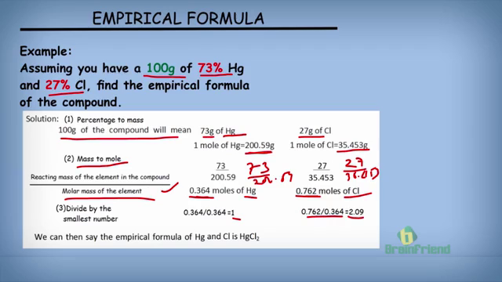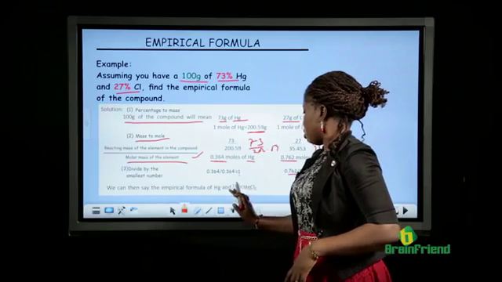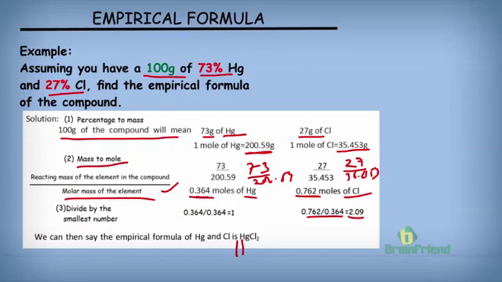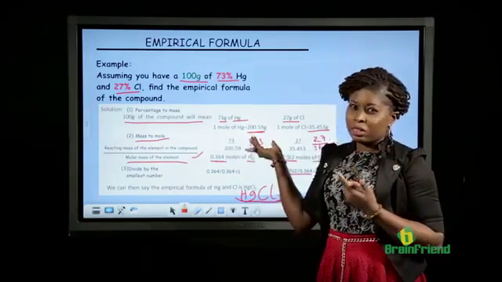So that is it. It's just for us to put it in the form of a compound. Mercury is 1, and most times we don't put 1. We just leave it as the element, so we just have mercury there. And chlorine gave us 2, so it means we have 2 atoms of chlorine. This is the empirical formula of the compound that was given to us, HgCl2. So it's that easy. You can do more practical work on empirical formula to buttress your knowledge about it.